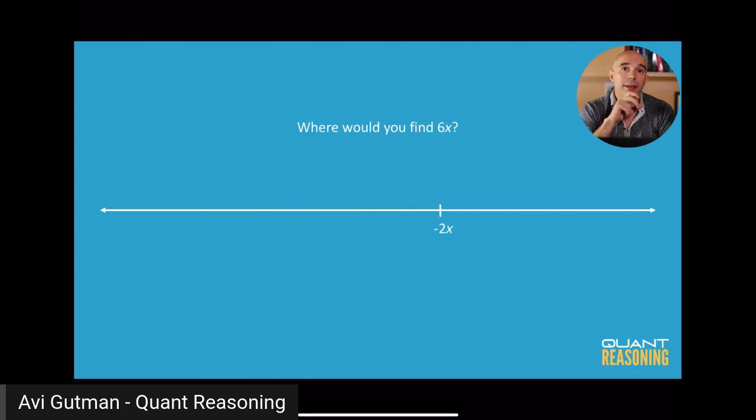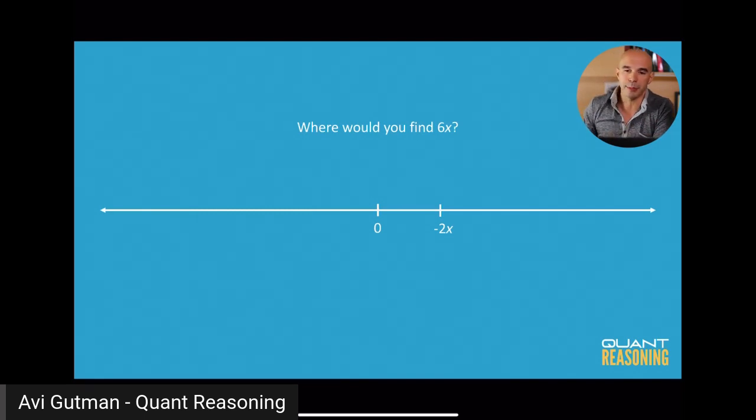Yet again, the position of 0 is really important. Without that, we can't make any inferences whatsoever. So if I tell you that 0 is here, some of you will say that's impossible, because how could negative 2x be to the right of 0? But remember, we don't know anything about the value of x itself, right? X could be negative. For example, if x is negative 1, then negative 2x would be positive 2. So it is possible that negative 2x is positive as long as x is negative.